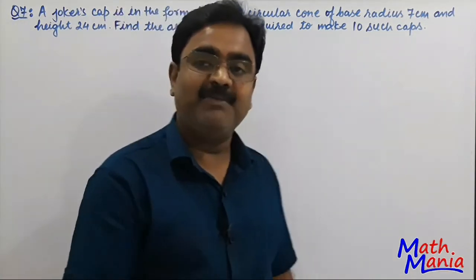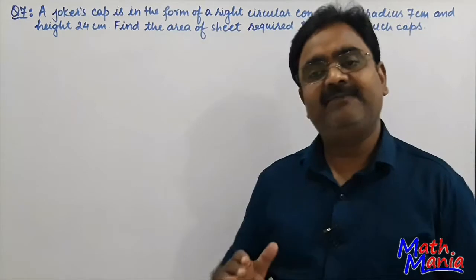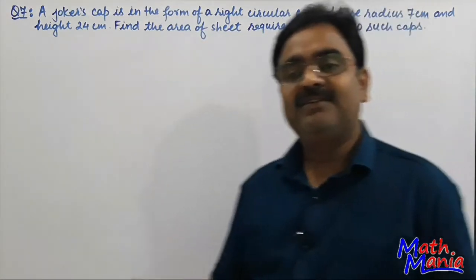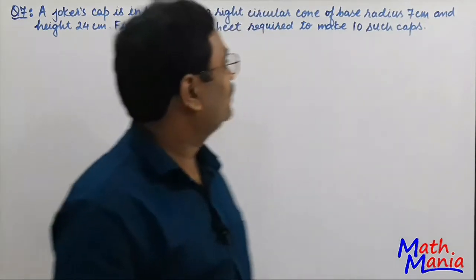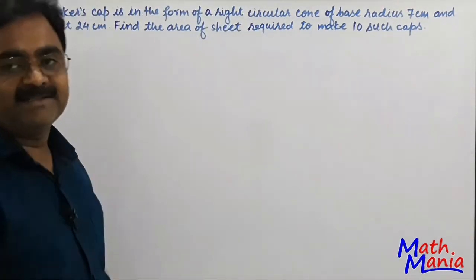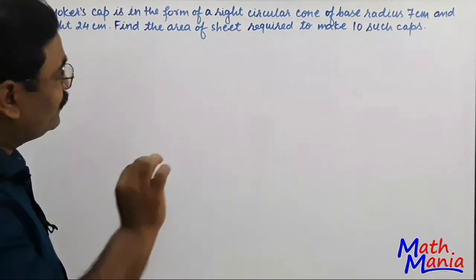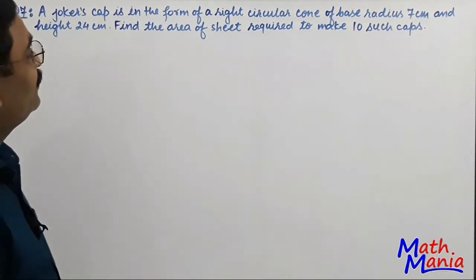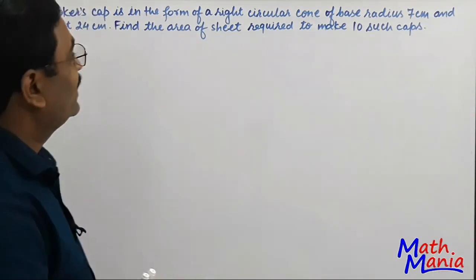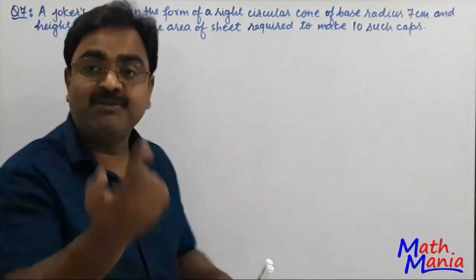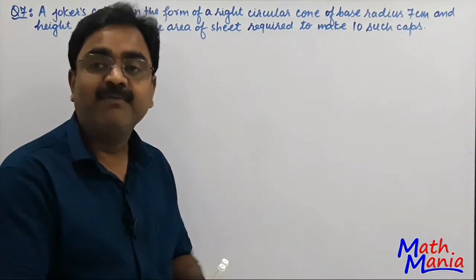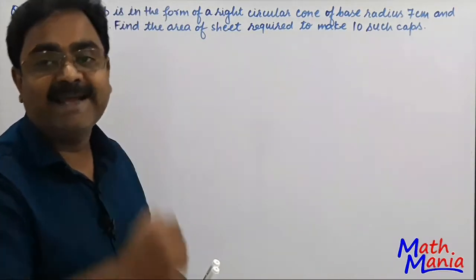पहले तो हम 1 cap का required sheet find करेंगे. After that we need to multiply it by 10. So we can get the area of sheet required. Find the area of sheet required to make 10 such caps. Okay. So to find the area of sheet required for 1 cap, we need to find out its curved surface area. And to find its curved surface area, we should have the slant height.